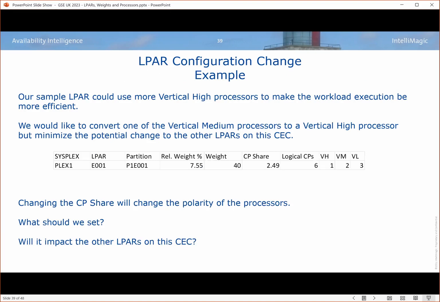So back to my Excel, where we have this sample LPAR. So we see that for these 6 logical processors, 1 vertical high, 2 mediums, 3 lows, we would like to influence that. And actually, I'd like to change the number of vertical highs because we saw in our charts that a lot of the workload during this particular sample day was running on vertical mediums and lows. If we change something for this LPAR, i.e. the weight, it's going to affect the other LPARs, the relative weights. You have to be very careful, okay?